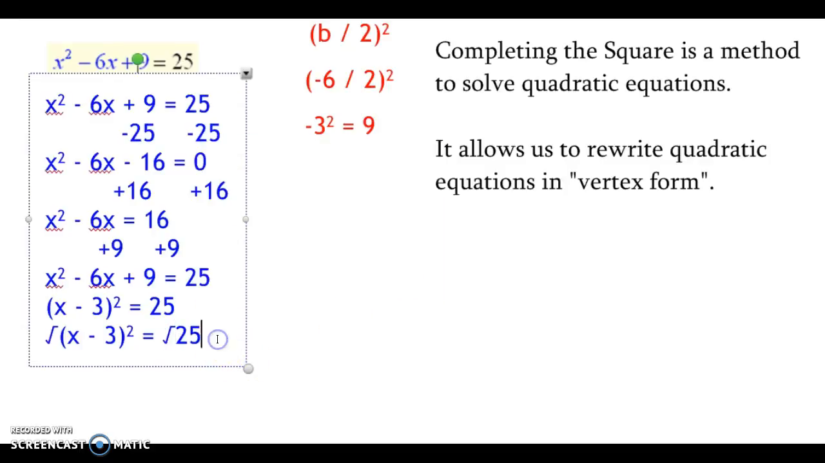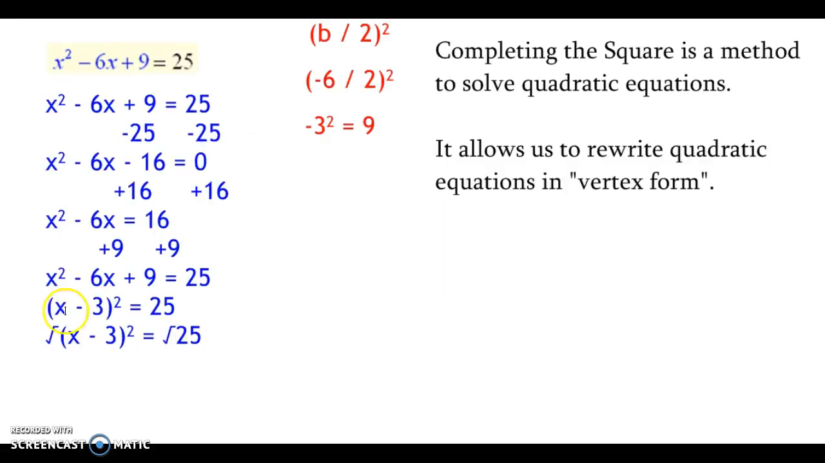Now this is very interesting because it actually creates two different equations that I need to work with. When I square root (x minus 3) squared, I get x minus 3. That's pretty boring. But when I square root 25, I actually get two different answers. I get 5, and I also get negative 5, because negative 5 times negative 5 gives me positive 25. So I've created for myself two different equations, and I can solve both of those equations individually.